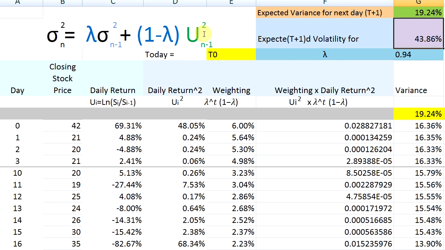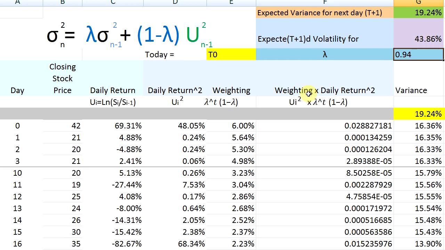price change. Now, if your lambda is small, let's say for example your lambda is 0.3, that means you're only giving 30% weight for yesterday's estimated volatility, and you're giving 70% weight for your daily returns. Now if I make this 0.3, you will see suddenly, now remember for 0.94, we had a 43% volatility. Tomorrow's estimated volatility is 43%.